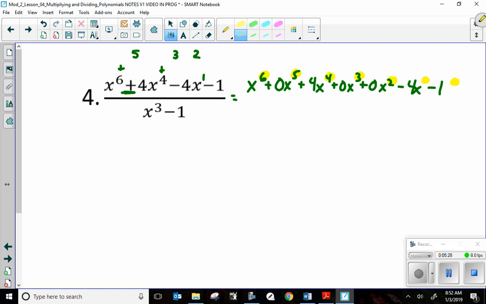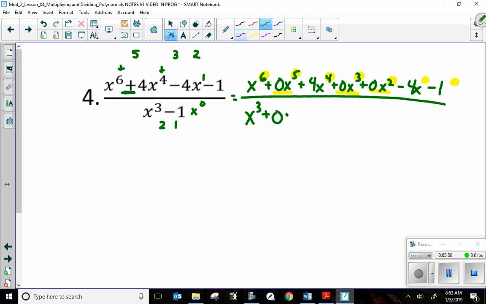Okay, I need to fill in any missing terms with a 0. This was missing, this was missing, and that was missing. Okay, all over. Oh boy, the bottom. I see an x cubed, and then I have 0 x's in the back, so I'm missing my 2 and my 1 exponent. So I have x cubed plus 0x squared plus 0x to the first minus 1x to the 0. Of course, we don't have to write our x to the 0. Okay? Those are my terms where I filled in the missing items with a 0.